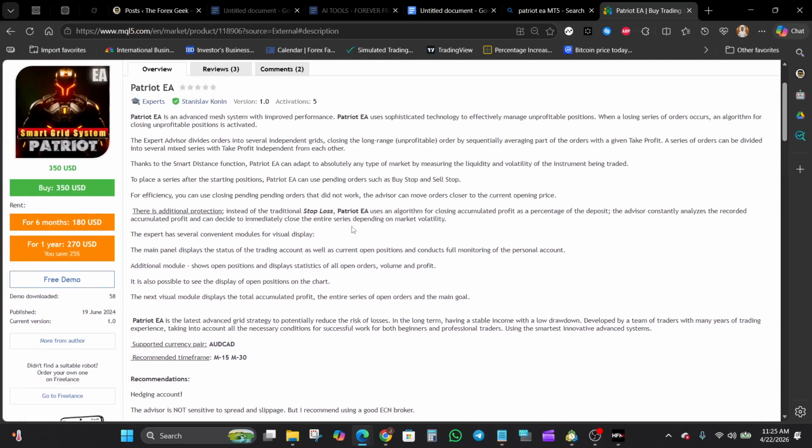All right, you can see the smart distance function. And because of that, the Patriot EA can adapt to absolutely any type of market by measuring the liquidity and volatility of the instrument being traded.